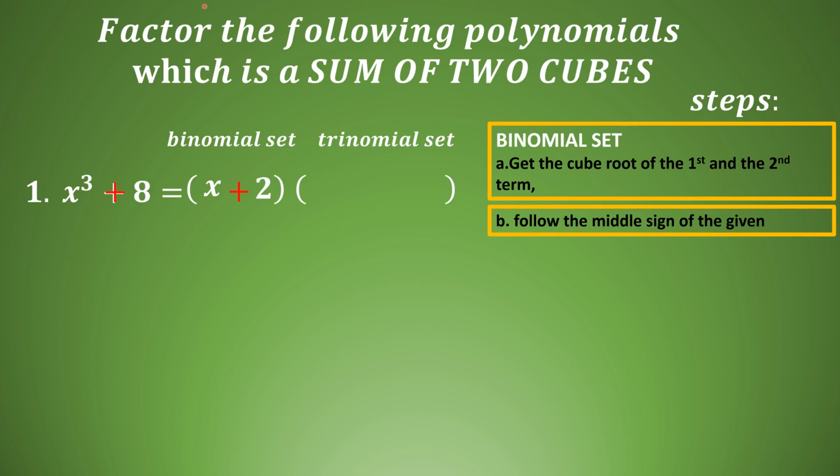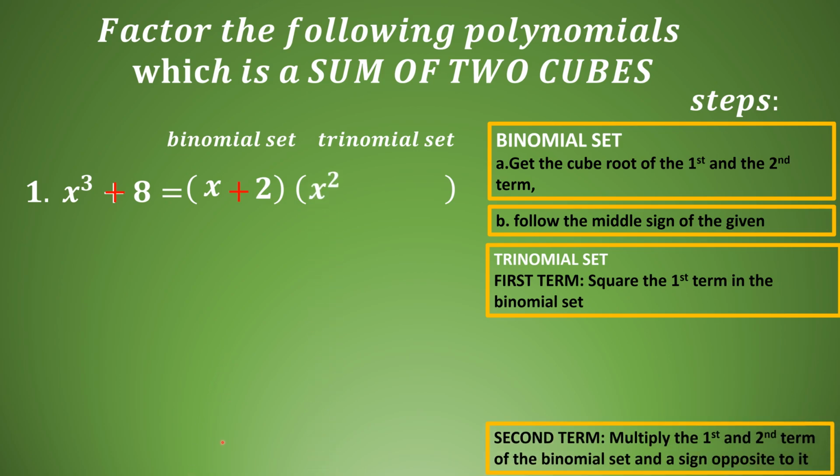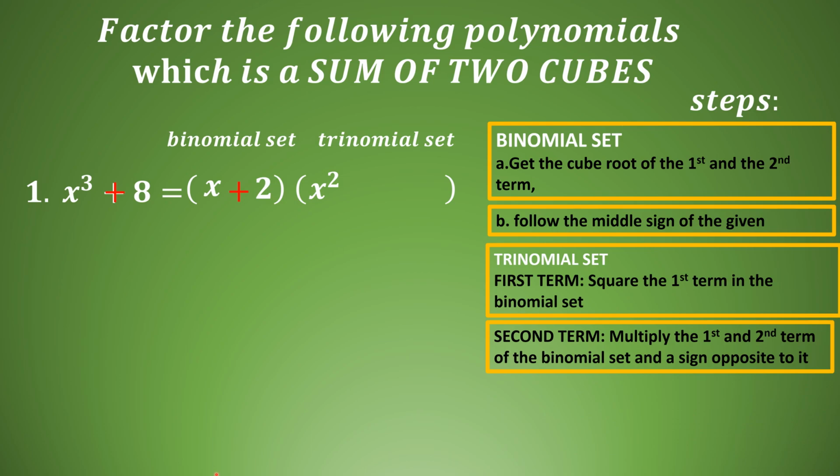Let's proceed to the trinomial set. So what will be our first term in the trinomial set? It says that we need to get the square of the first term in the binomial set. So what is the square of the first term in the binomial set? Therefore, our binomial set first term is x. So what is its square? It's x squared. And then followed by the second term.